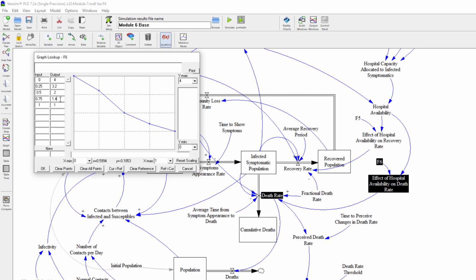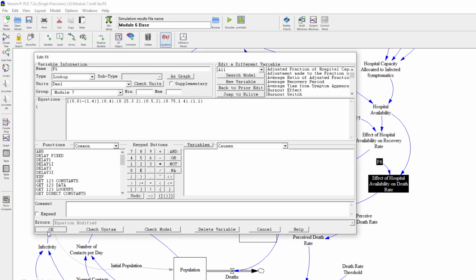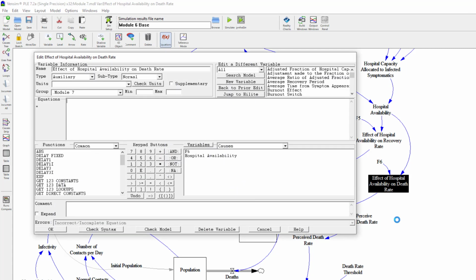And when there's only 75% of the hospital beds available for the COVID-19 patients, then it can actually increase the death rate by 1.4, meaning 40% increase in death rate. So what you're seeing here is this effect of hospital availability is way greater on the death rate than the recovery rate, which makes sense, right? So unit's gonna be dimensionless. Now the effect of hospital availability on death rate, that's gonna be F6 with hospital availability.